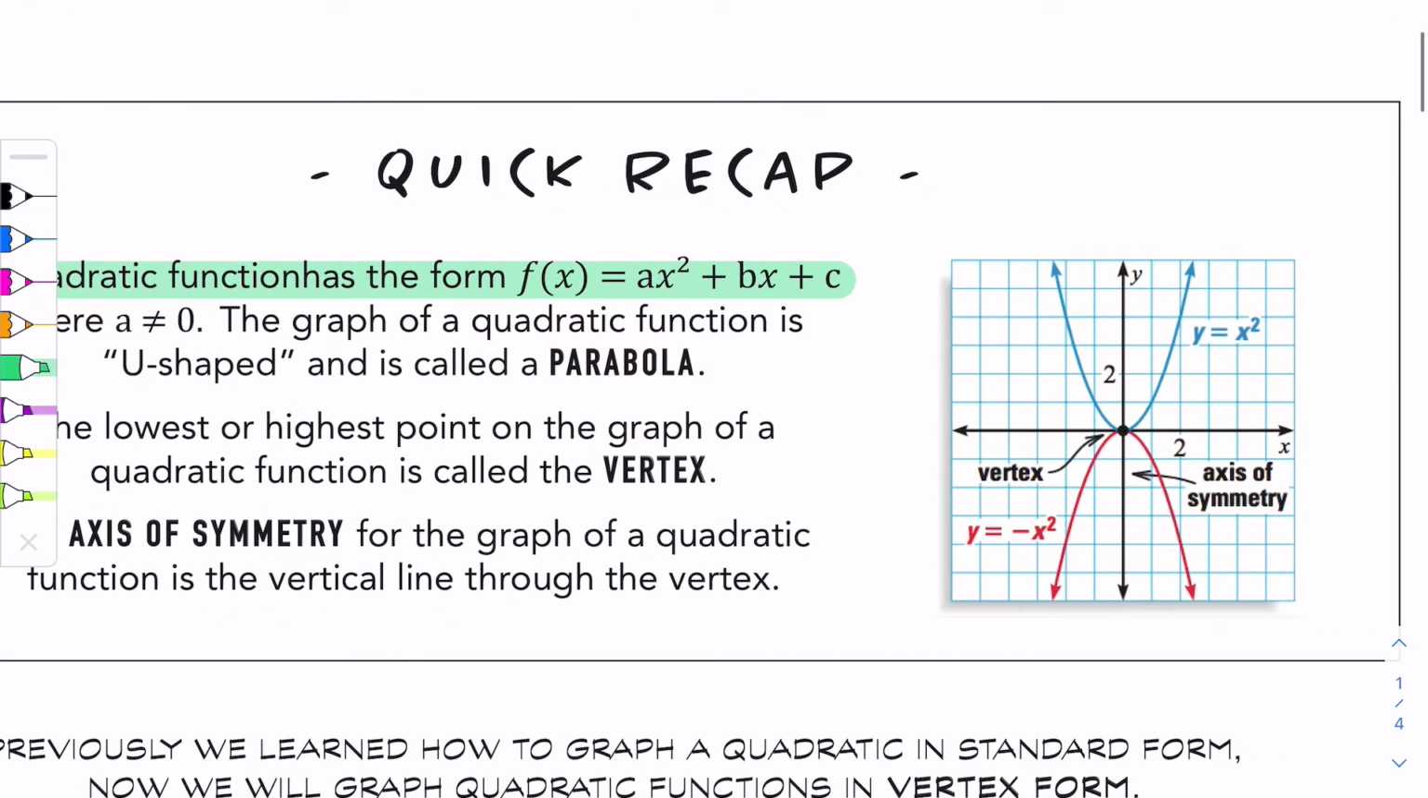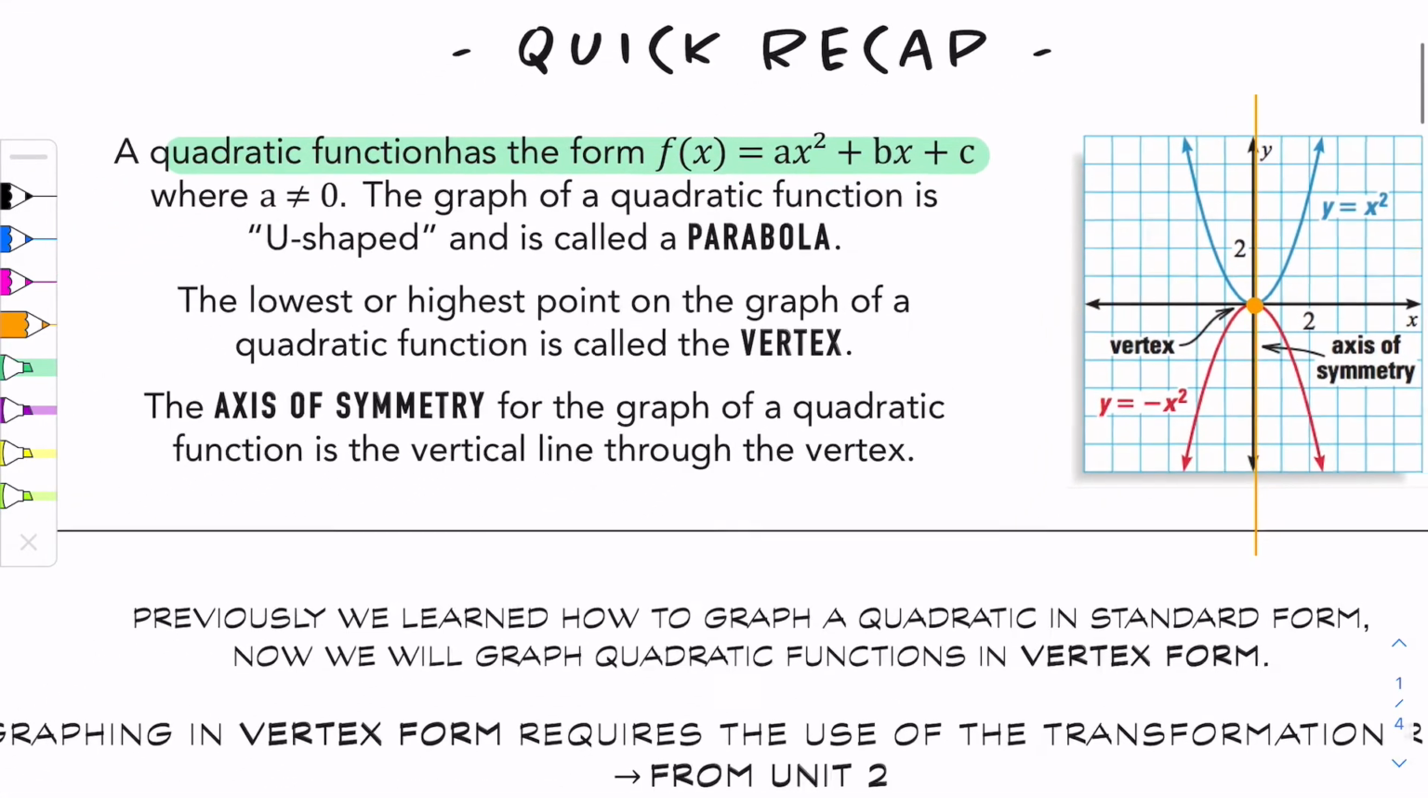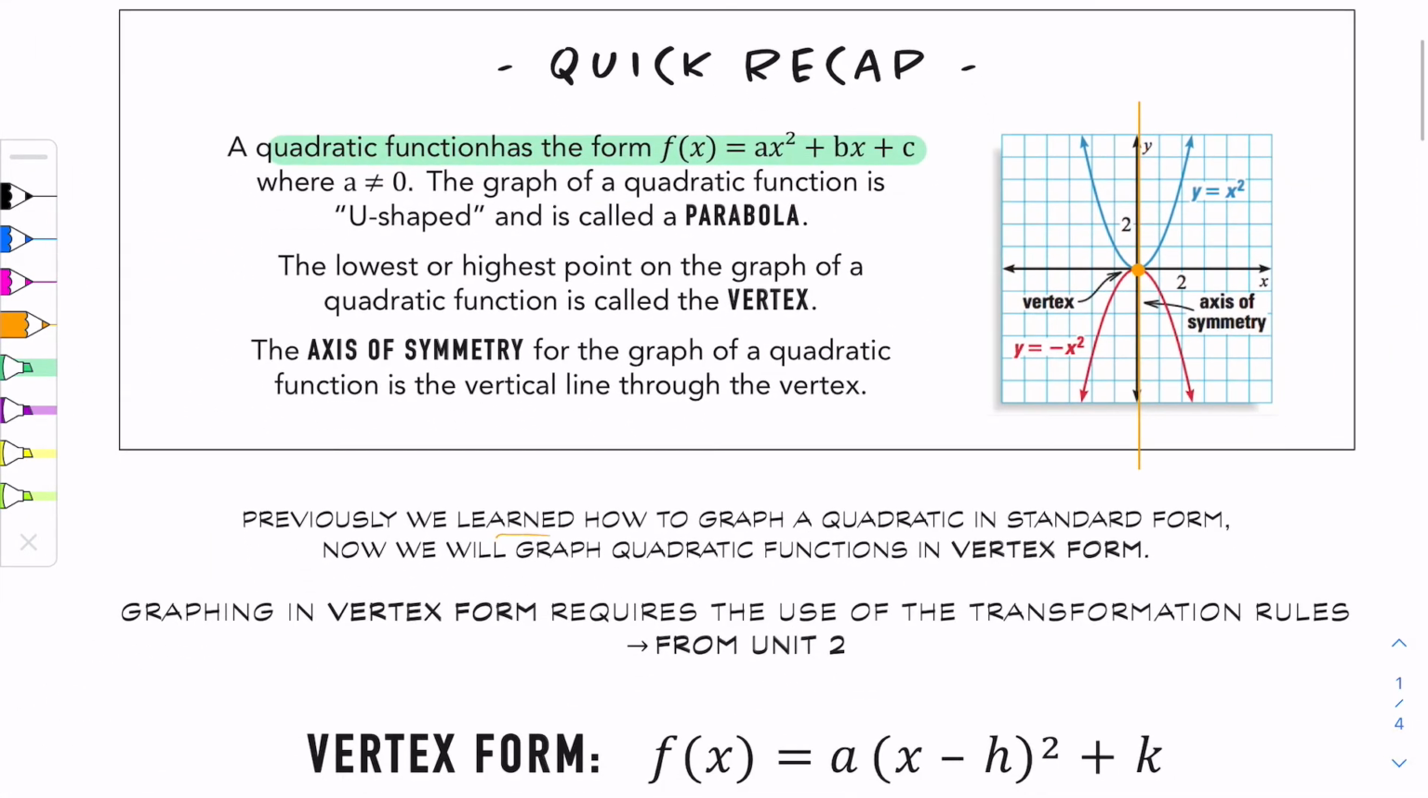And if we look at the graph, we can see that the vertex of both of these graphs is right there. I plotted the point in orange, and the axis of symmetry is this line that divides each of these parabolas in half. So previously we learned how to graph a quadratic in standard form, but today we're graphing in vertex form. So it's the same function, it looks a little bit different, and it has some different properties as far as graphing goes.